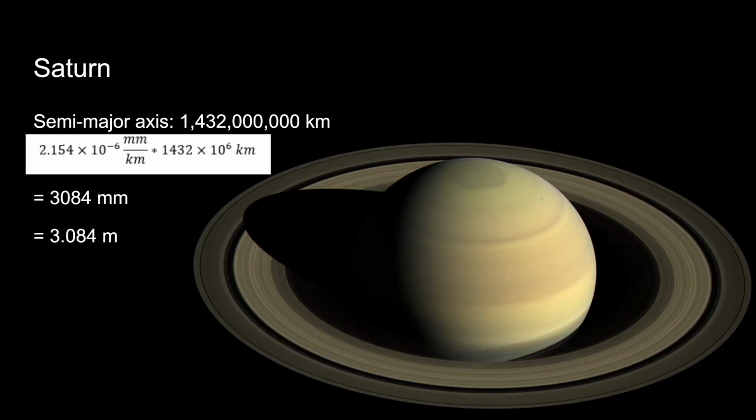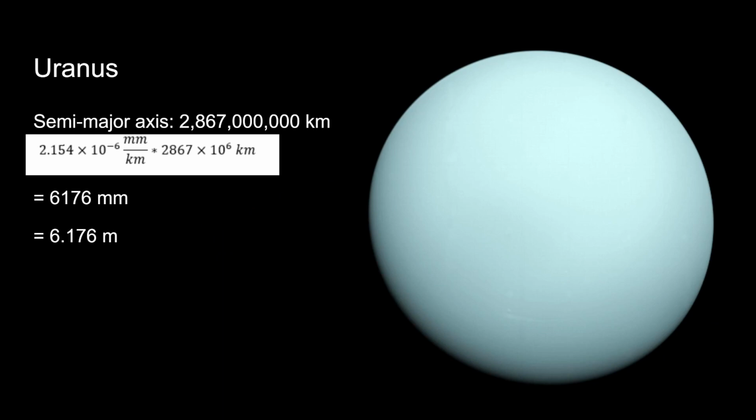Saturn comes next, and the semi-major axis again nearly doubles compared to Jupiter. And for this one, you get a semi-major axis for Saturn of 3.084 meters, with Uranus with a semi-major axis of 2.8 million kilometers. You get a scaled semi-major axis of 6.176 meters.